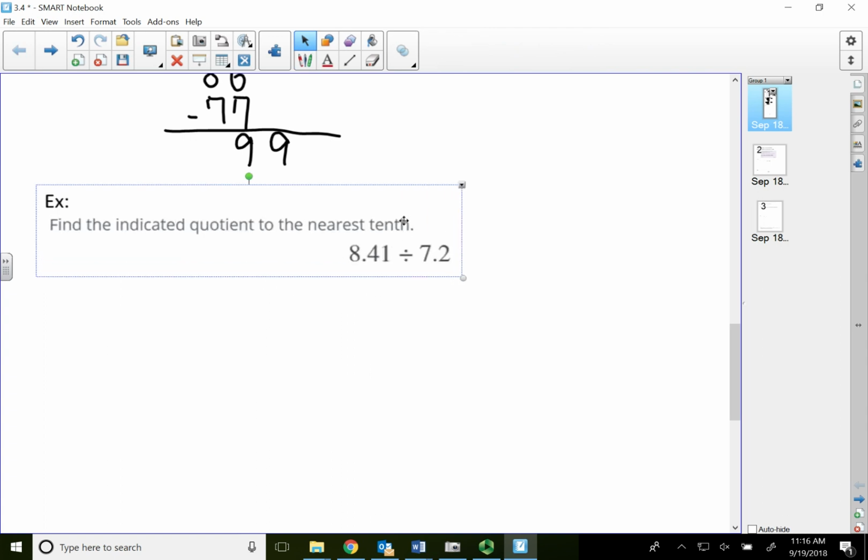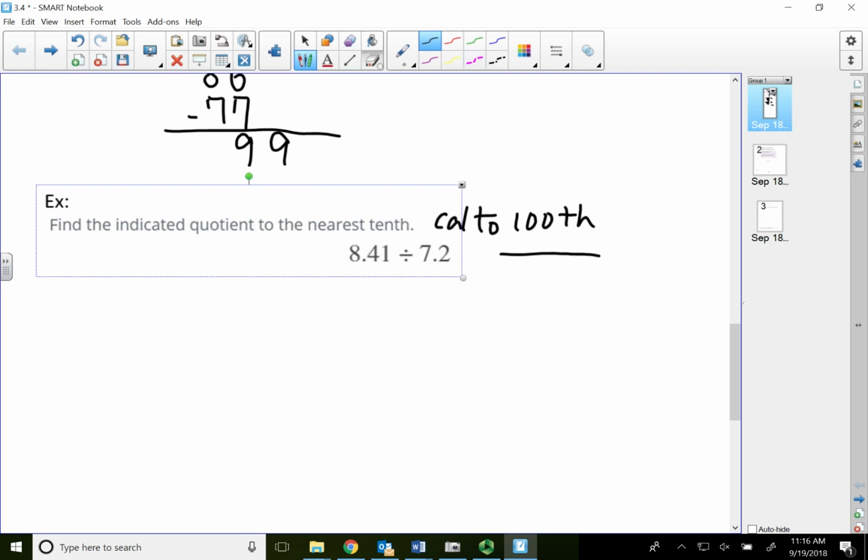Okay, so that means I have to compute or calculate to the hundredth place. Okay, so I know where I need to end up at. I need to have a quotient on top of the hundredth place. So if I will quickly write this out as long division, or I can do it right here. Maybe I can just do it right here.